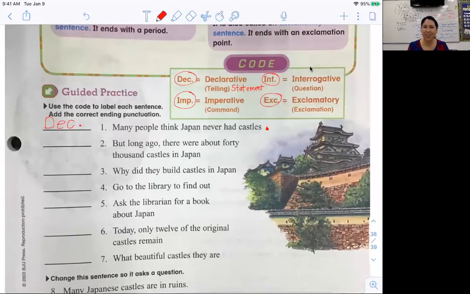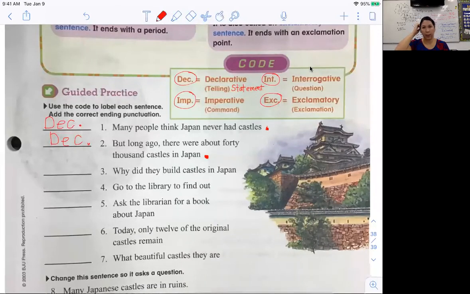Yeah, it's just another statement. It's not asking us anything. It's not giving a command. It's just telling us. Many people think Japan never had castles, but long ago, there were about 40,000 castles in Japan. Okay, so that's pretty cool. There were 40,000 castles in Japan. So we're going to put declarative and period again. Those ones match. All right, let's try the next one.